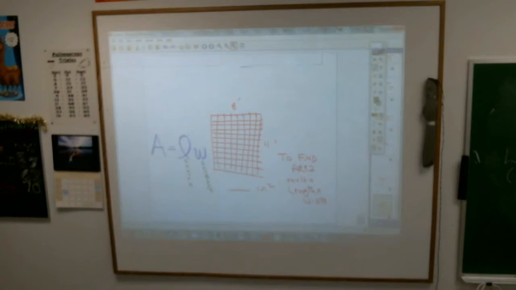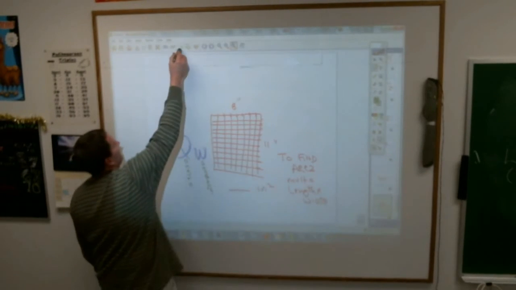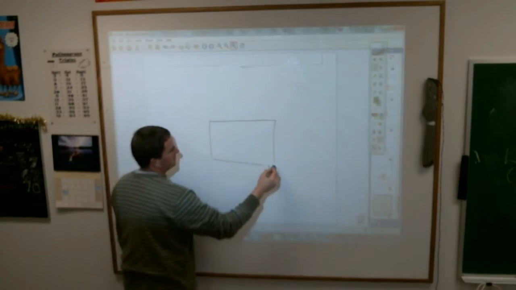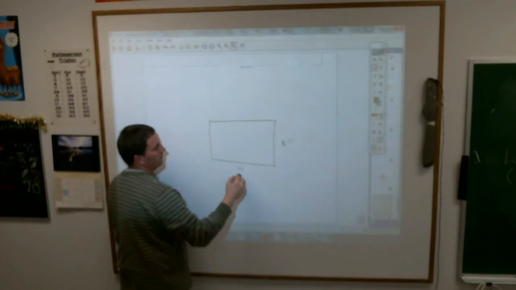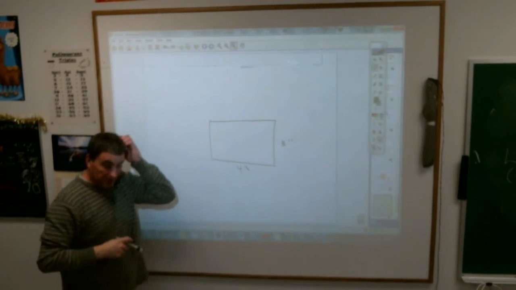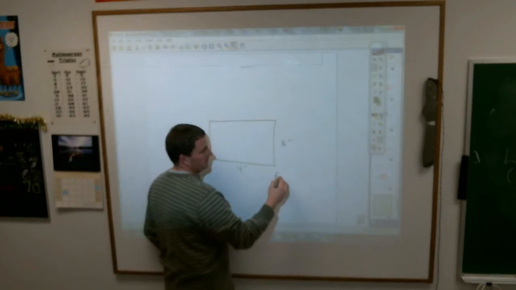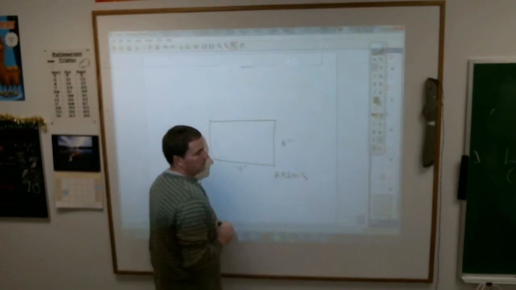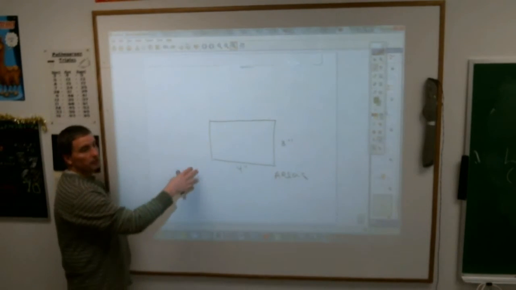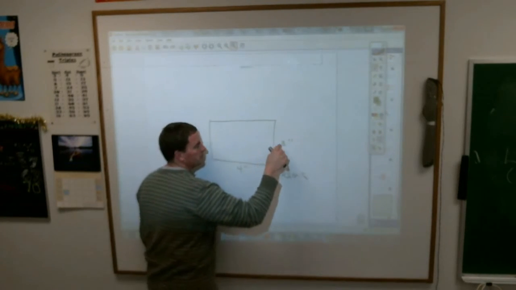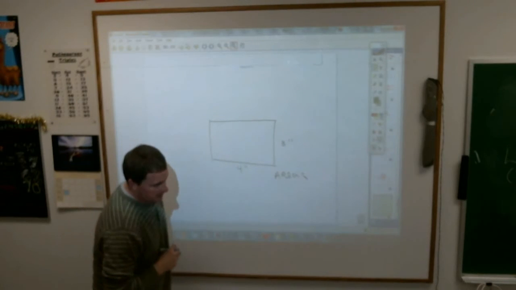So here is the question they're going to ask you. Right out of the book, we've got a rectangle that is 3 inches by 4 inches. If you see this problem on your paper and it asks you to find the area, what are you going to do first? You're going to draw this on your paper. You're going to write 3 and 4 down there so you know what it is.